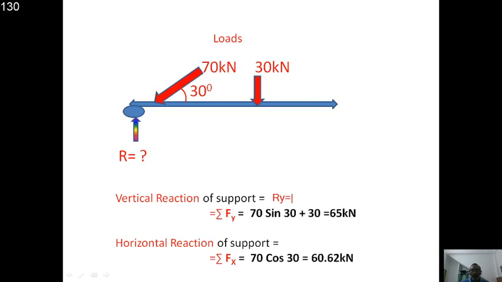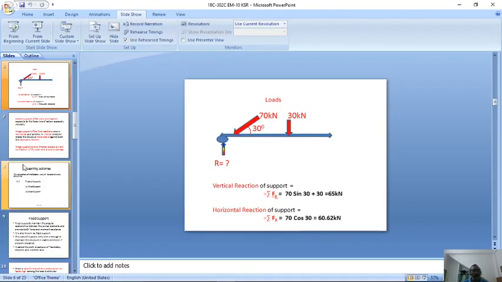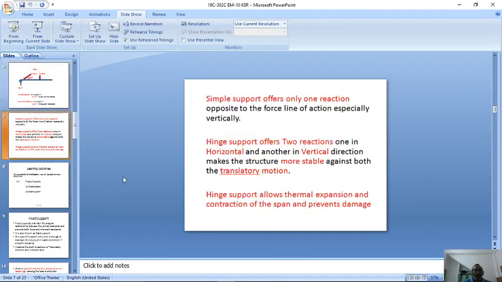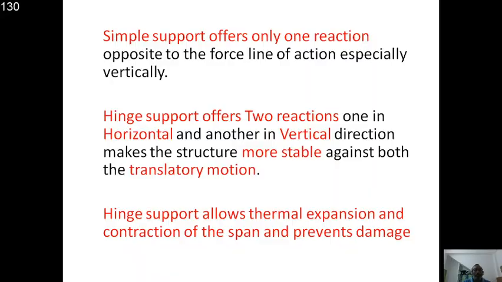This is equal to, right? And similarly Rx is equal to 60.62 kilonewtons, right? Hence the simple support offers only one reaction, opposite to the force line of action, and vertically, especially vertically.